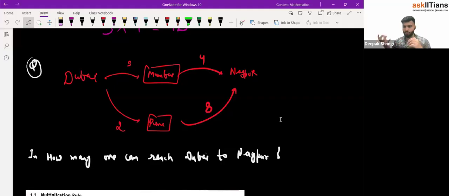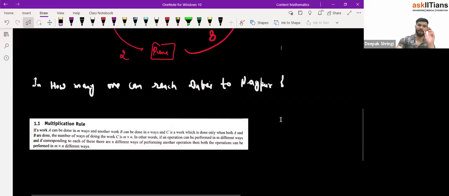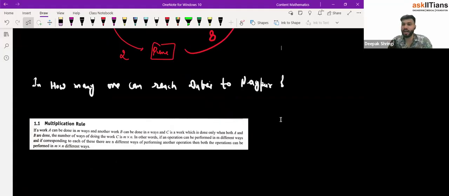Similarly, when I said Delhi to Nagpur, ultimately your goal is to reach Nagpur via Bombay or via Pune, right? So guys, if a work A can be done in M ways, another work B can be done in N ways, and C is the work done only when A and B both are done, then the number of ways of C is M into N. Got it? So when you are performing a complete task, and that complete task involves some subtasks to finish it, in that case you are going to multiply. Understood now what I'm trying to say?